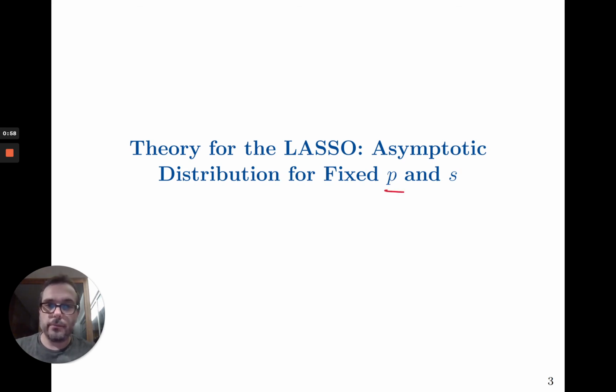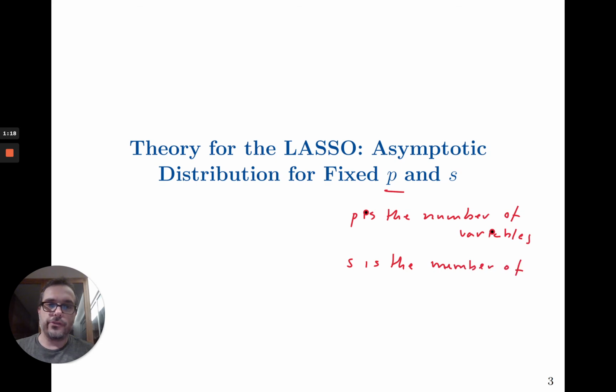Okay, what's P? P is the number of variables. Okay. And what's S? S is the number of relevant variables. Okay. The non-zero, the variables with non-zero coefficients. So we are in a setup where these numbers are fixed. So we are in a low dimension setup. Okay?